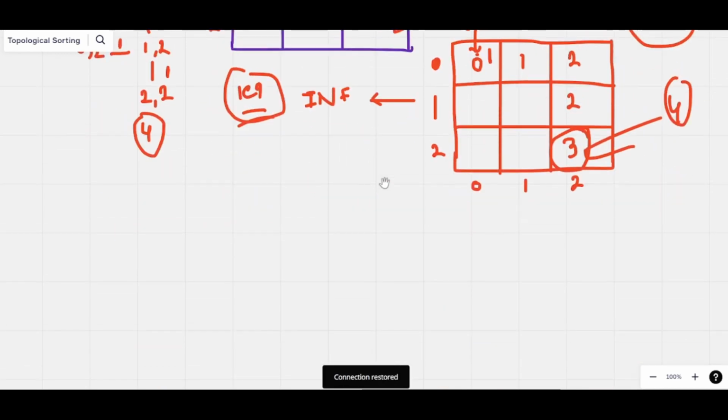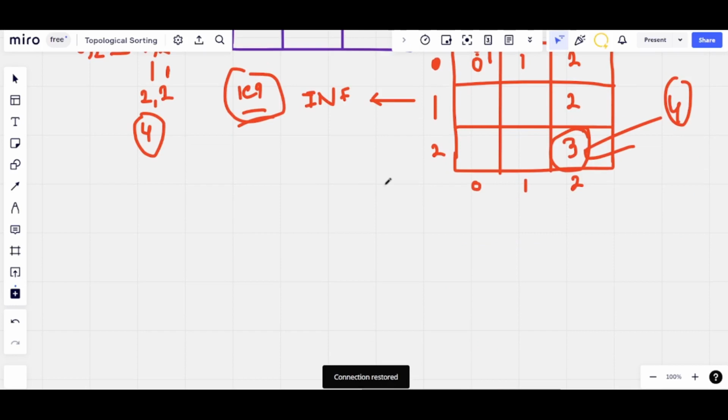The time and space complexity is the same as the Dijkstra algorithm, which we have discussed in the previous video.